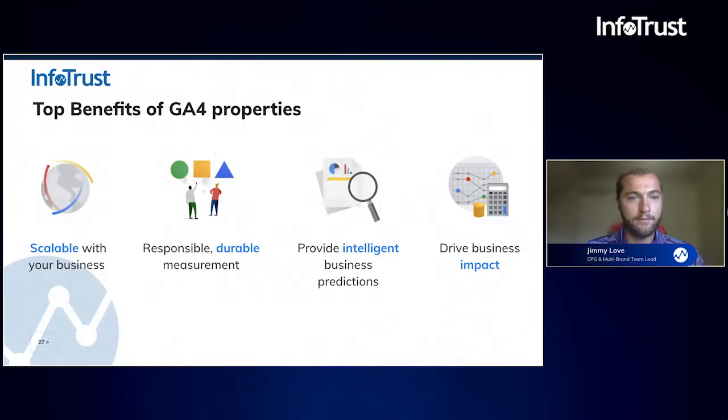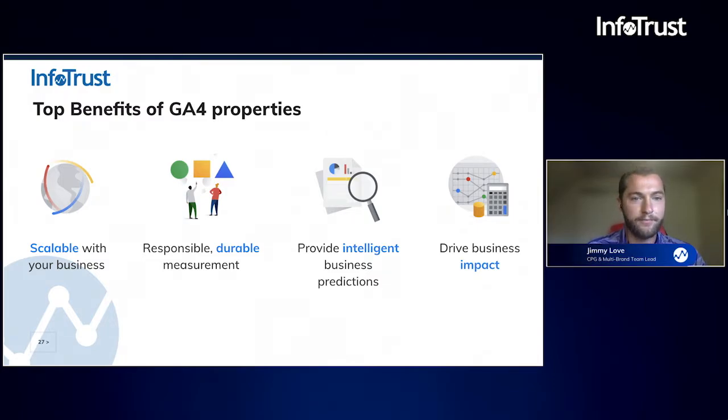Next slide, please. There are 4 key benefits when discussing GA4 properties, some of which obviously we've already touched on: scalability, durability, machine learning technology, and of course, how all of these should drive a positive impact on your business.